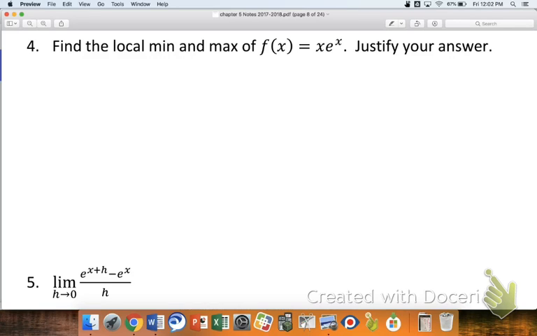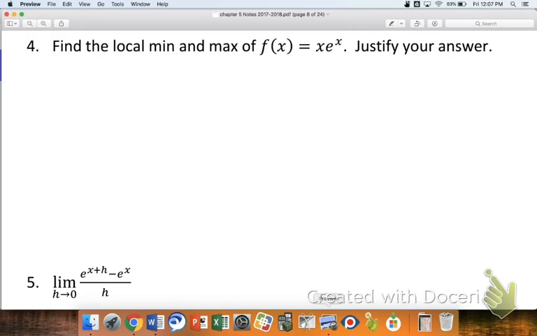So I want you guys to give this a shot. I want to give you one hint though. What are your candidates for local min or max? Critical numbers, period, right? Only critical numbers. So your first goal here should be to find critical numbers for f of x. Ready, go. It's a great question. It really brings in a lot of old skills.